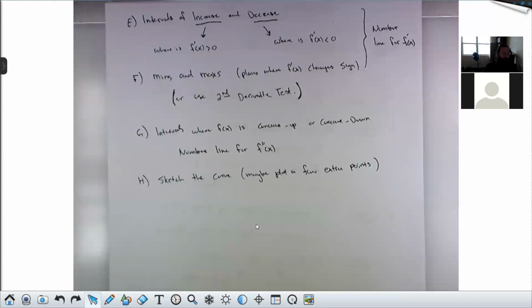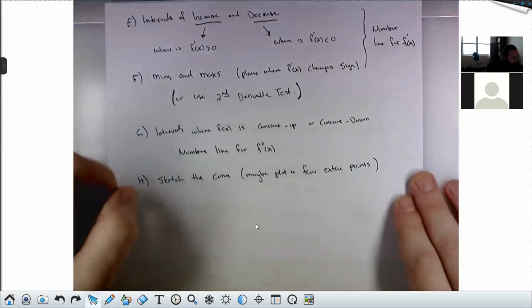But sometimes you'll find a lot of functions don't have a lot of these features. And so when you get to this last step, you may want to make a little table and find a few extra points. But that is it. That is it. So real quick, what is the second derivative test?